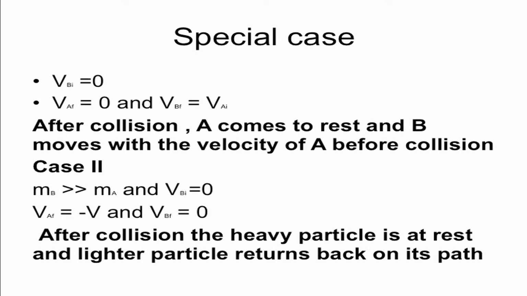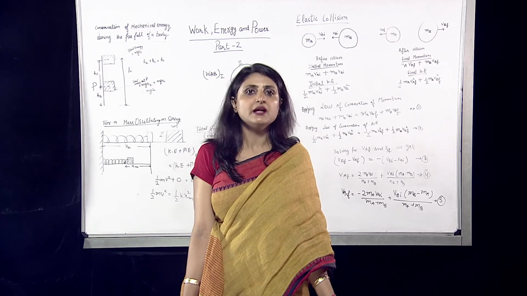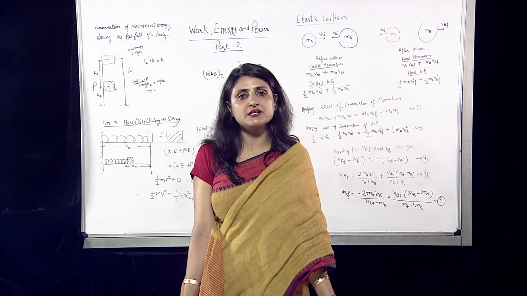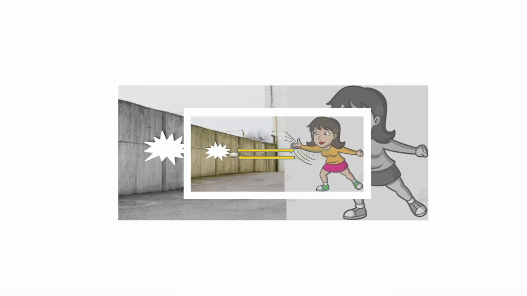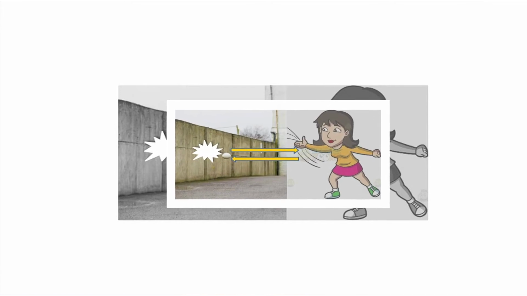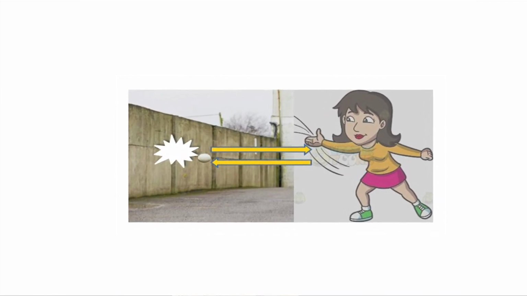So, this means that after collision the heavy particle is at rest and the lighter particle returns back on its path. In a way, the momentum has been transferred to it and it was unable to move the heavy particle, so it moves with the same velocity with which it approached. This happens when a child hits a wall with a ball and the ball bounces back with the same velocity with which it strikes the wall.